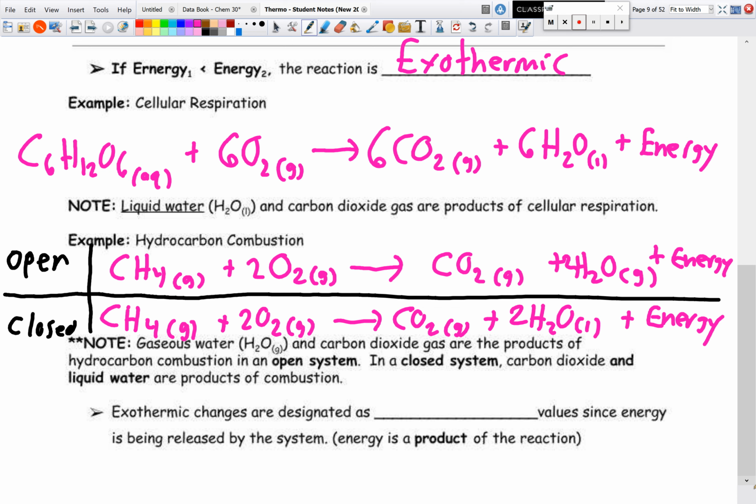Now, when we're dealing with exothermic reactions, we are going to designate them as negative values, since energy is being released by the system. So it's going to be a product in the reaction.